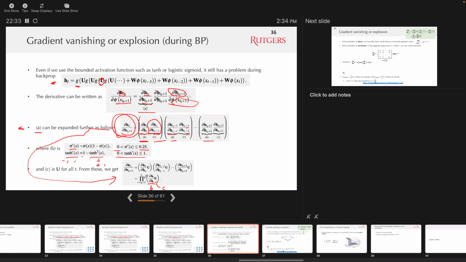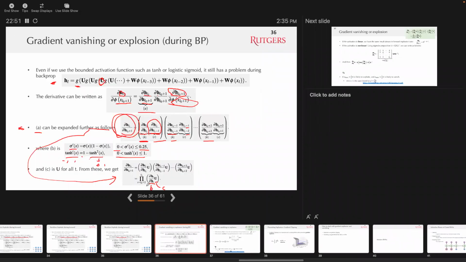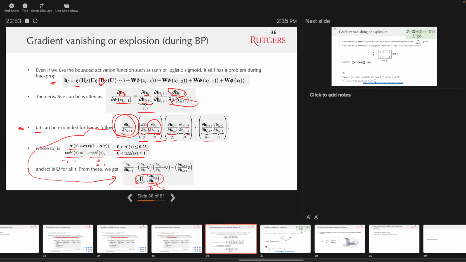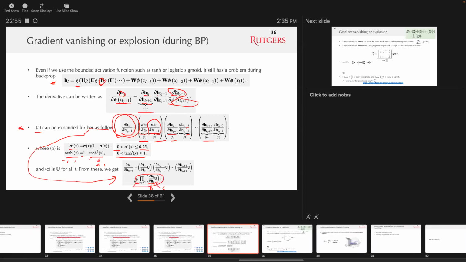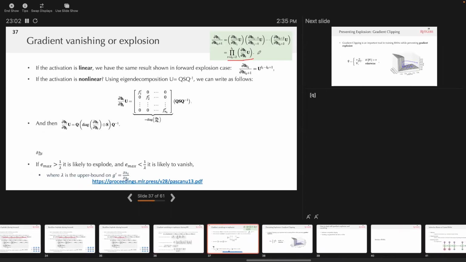How many terms are there? That basically depends on how many steps forward you want to compute the gradient. If I further analyze this one, okay? This is one of our very important intermediate results. So remember this one, and then let's go to the next slide, okay? So this is our previous important result.